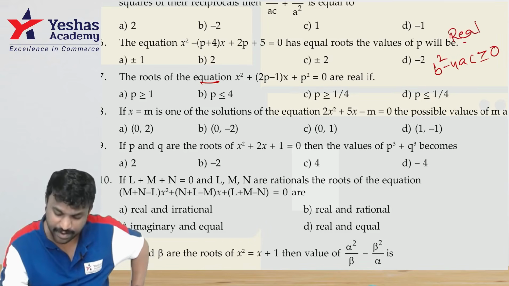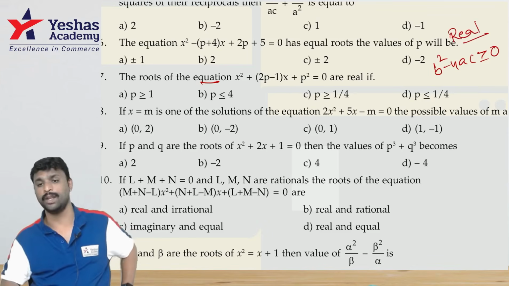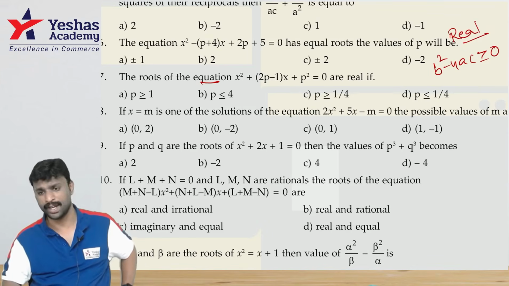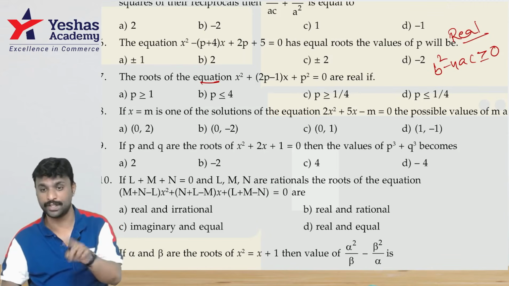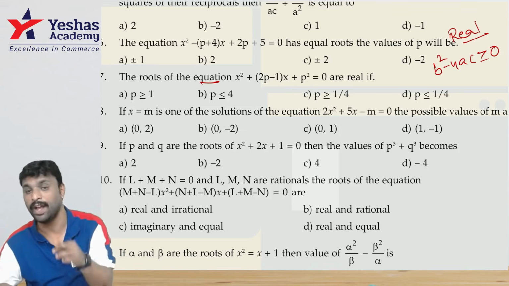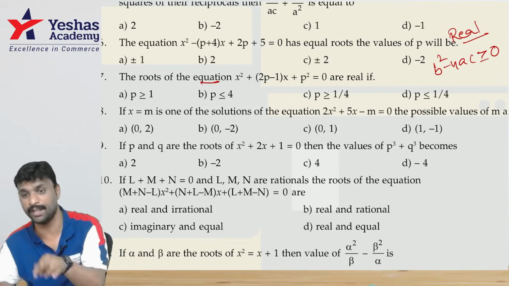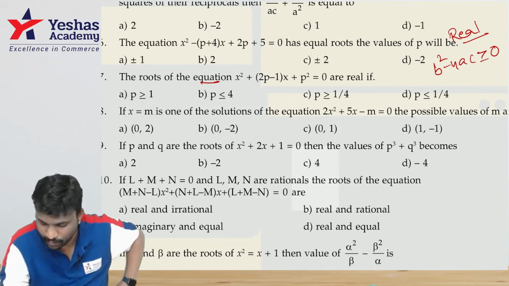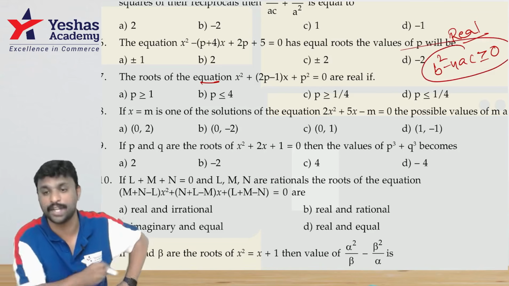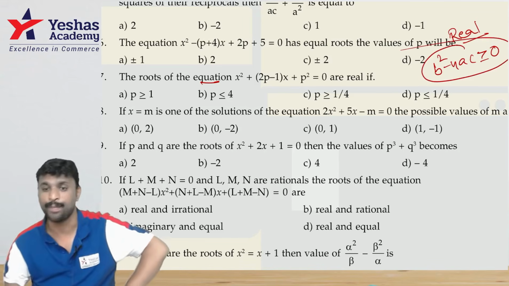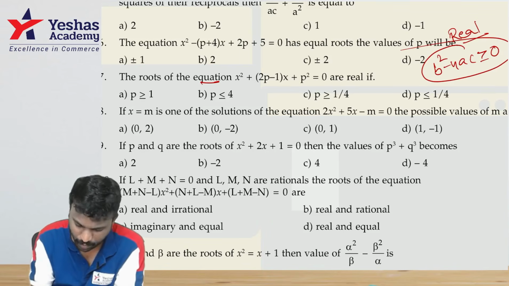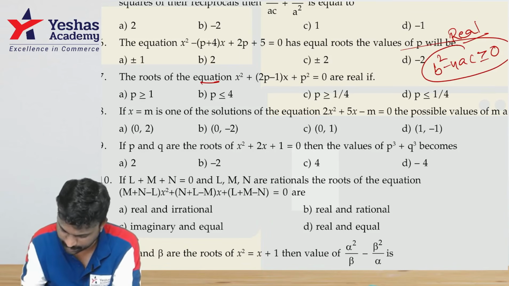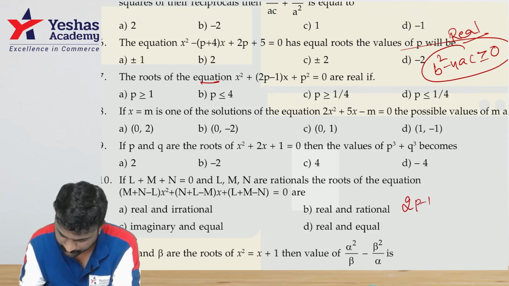Guys, in real there are two cases, real and equal, real and distinct also. Have you understood? Real and equal or real and distinct. Again, real distinct also we have real distinct rational, real distinct irrational. So for real roots, this is the condition: b square minus 4ac must be greater than or equal to 0. Guys, what is the b value here? B value is 2p minus 1.